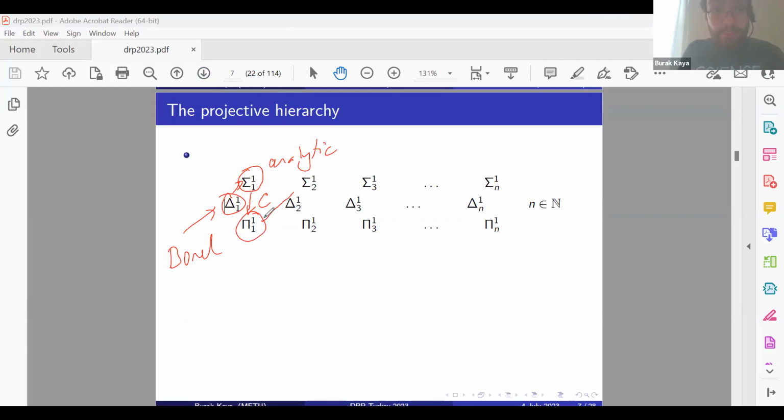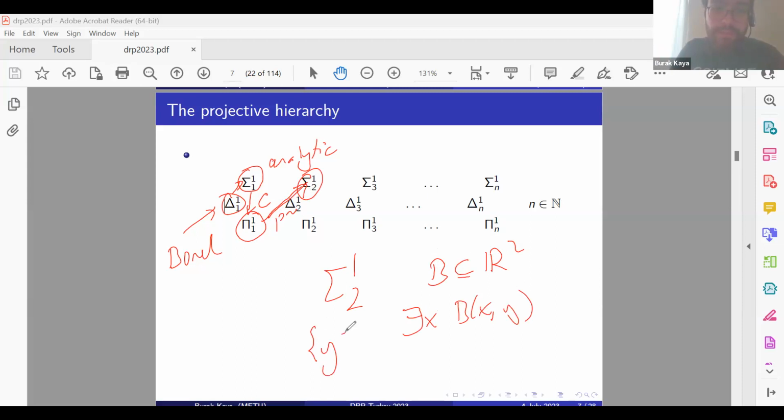And then you take a projection again. This time, this is the projection. You get this. So for example, what's a sigma 1,2 set? What you do is you start with a Borel set in 2 dimensions. You first project this, okay? You take the set of all y satisfying this. You take the projection of this, and then you get an analytic set, and then you take the complement. You're still in 1 dimension.